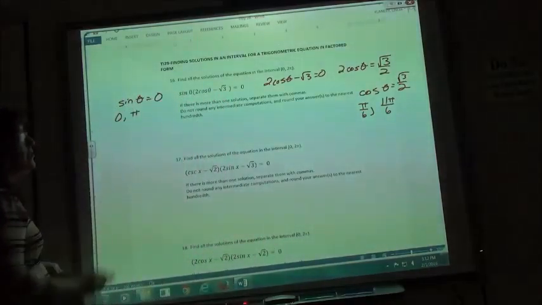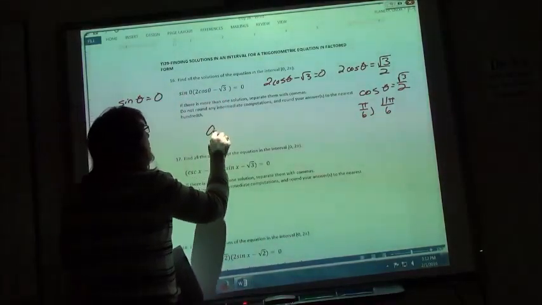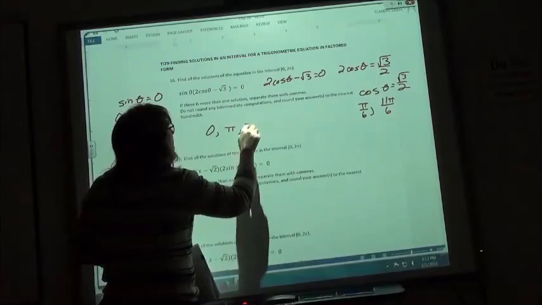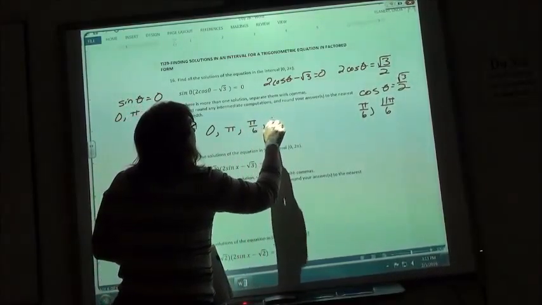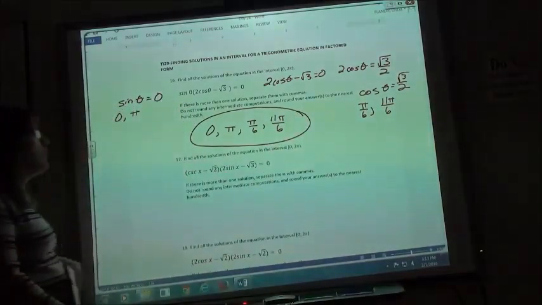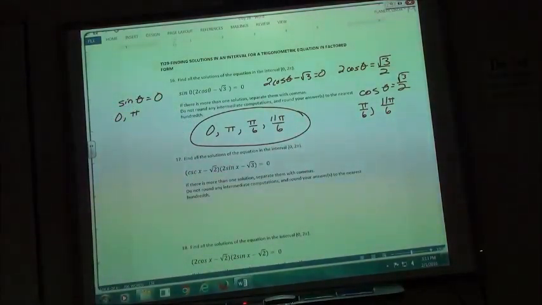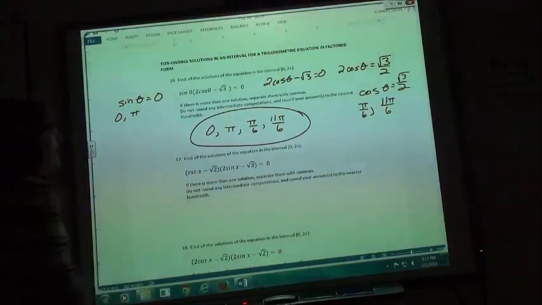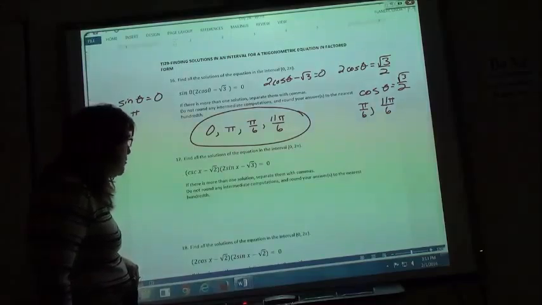All 4 of my answers are different, so I'm going to put them all 4 in. 0, pi, pi over 6, and 11 pi over 6. And all 4 of those would go in for my answer. If you happen to have one that repeats, you don't need to put it on your list more than once. And so I did them both separately, and then I just listed all of my answers.